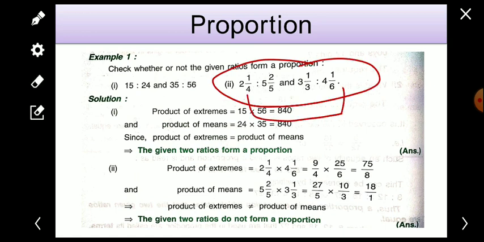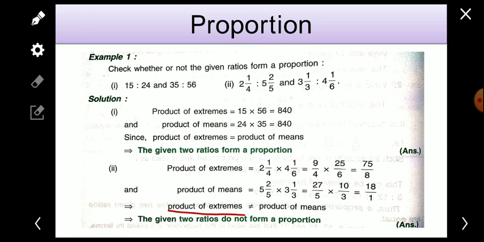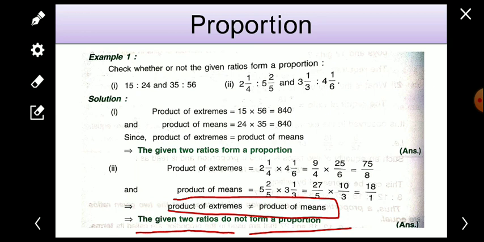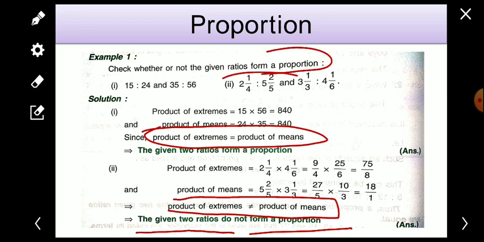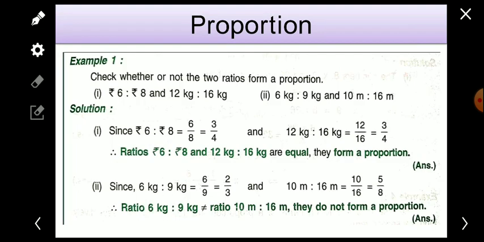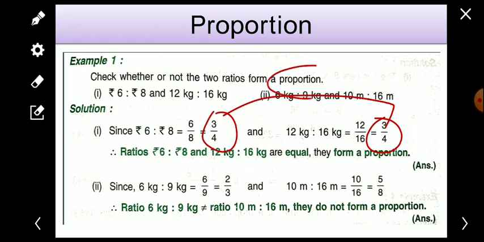In the second example also we can do the same thing. We will get the product of the extremes and the product of the means, and we will check whether they are equal or not, and here we can see that they are not equal. The product of extremes is not equal to the product of means. It means the given ratios do not form the proportion. So we have got two methods: this formula, product of extremes is equal to product of means, to check whether the given ratios are in proportion or not, and the other one, where we simplify and then compare whether they are equal or not, and then we can say whether they form a proportion or not.